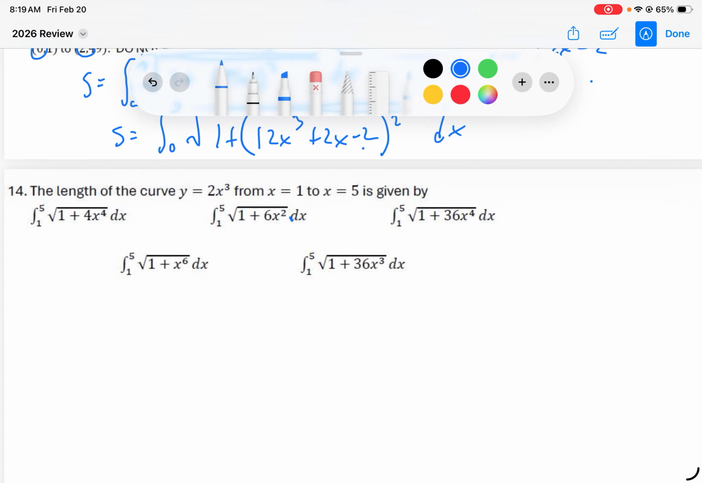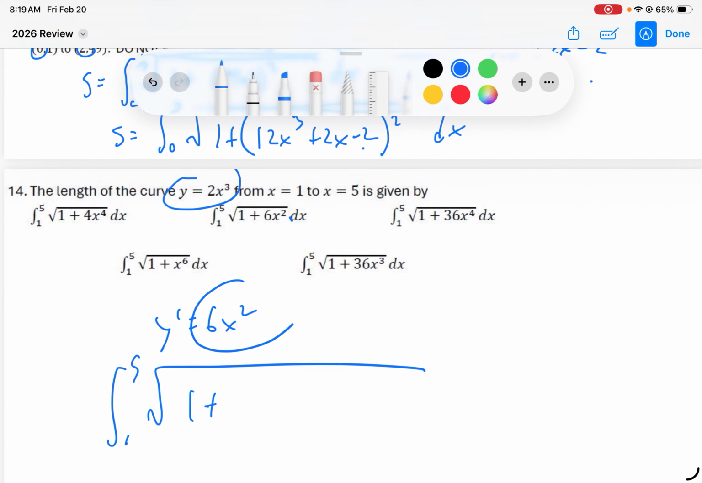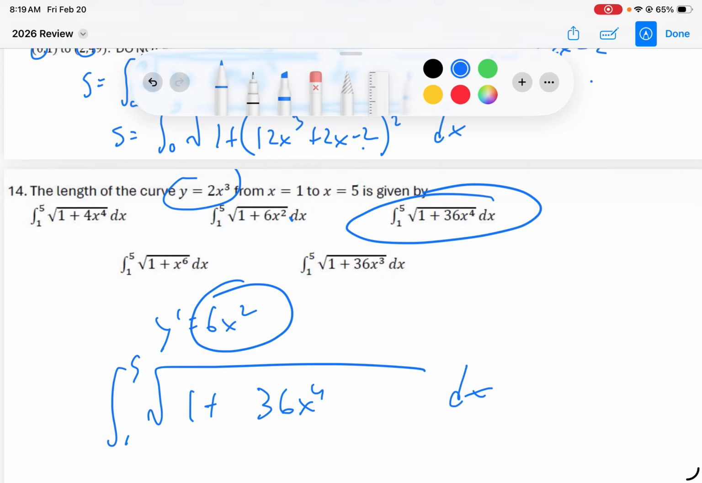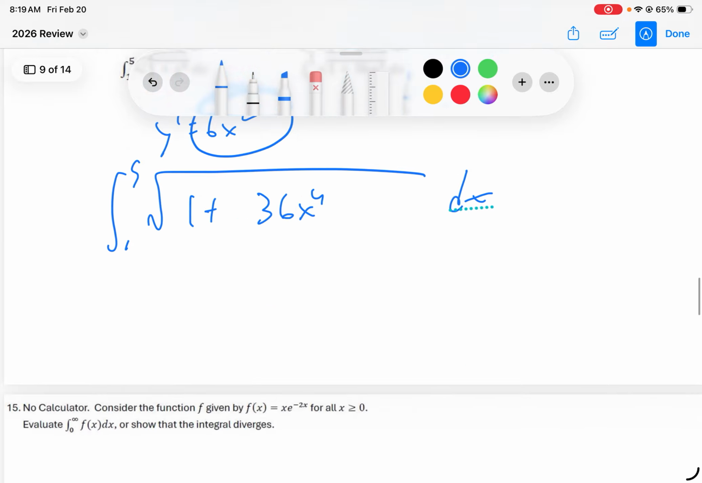Okay, so same thing, set it up from 1 to 5. This is y, so y prime is 6x squared. It'd be the integral from 1 to 5, square root of 1 plus this squared, so 36x to the 4th, dx. So this one. All right.